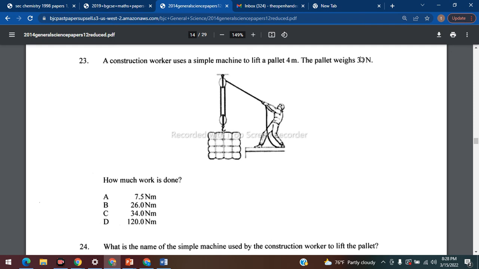So it'll be 120 then. D then. Yes. We multiply the distance by the force. And so distance multiplied by the force is going to be 120. So the correct answer is D. Yeah, I was going to say 120. Because work done is force times distance. So 120.